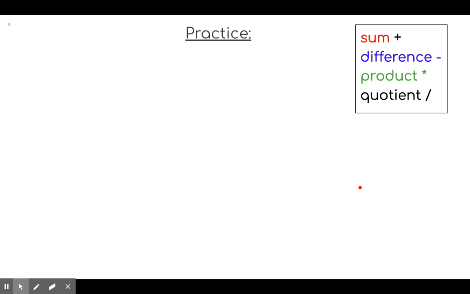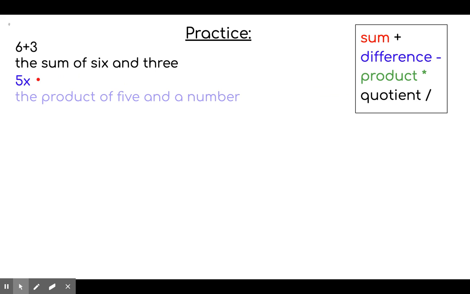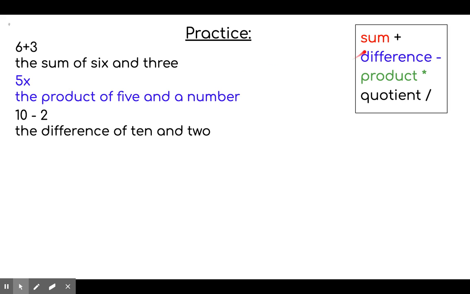Let's practice. How do I say this in English? The sum of 6 and 3. Which word do I use here? The product of 5 and a number. Which word do I use for subtraction? Difference. The difference of 10 and 2.